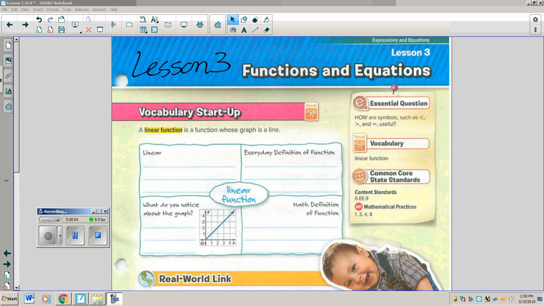Chapter 8, Lesson 3, Functions and Equations. Going to be doing more graphing. Only one word you need to add to your vocab, and that's a linear function. And that's a function whose graph is a line. Make sure you get that in your red notebook. A function whose graph is a line.